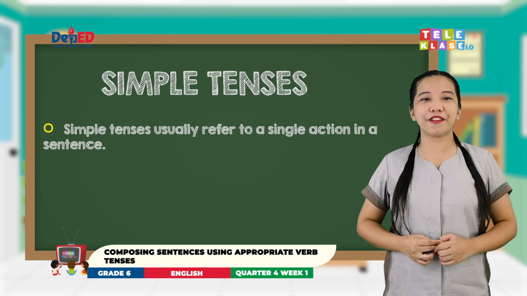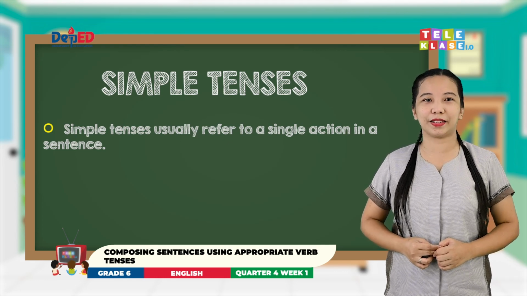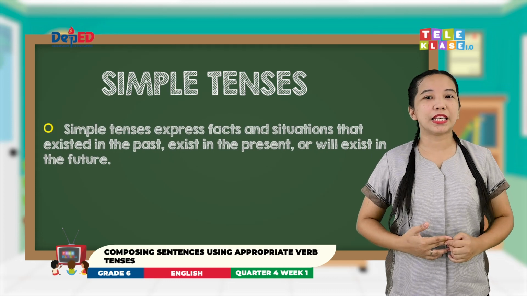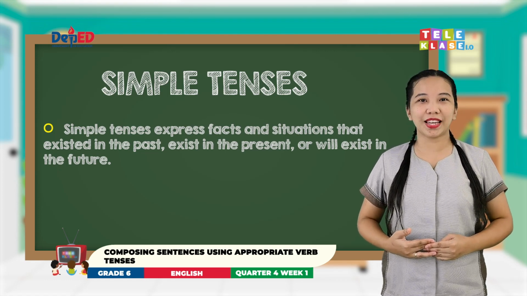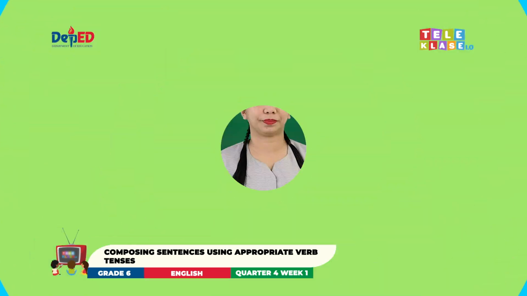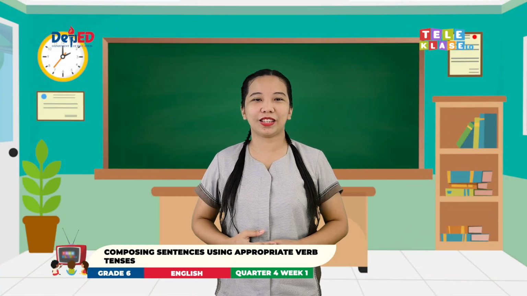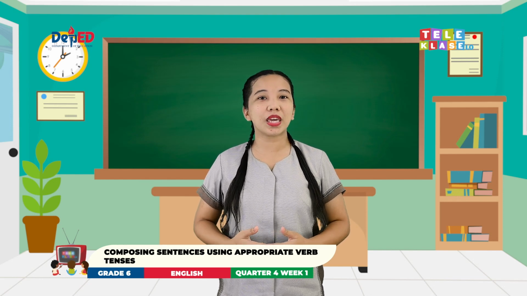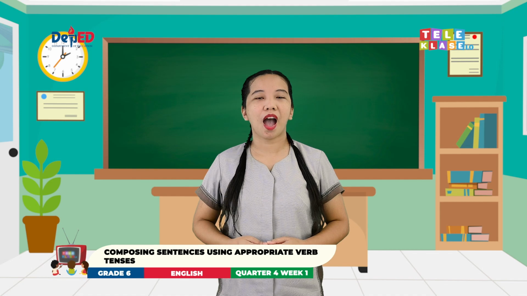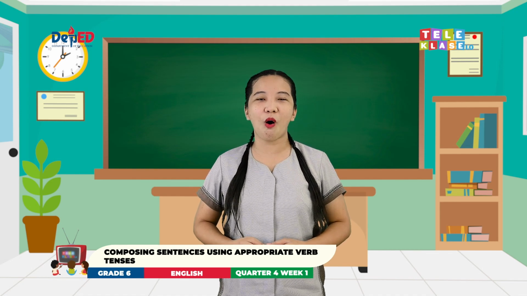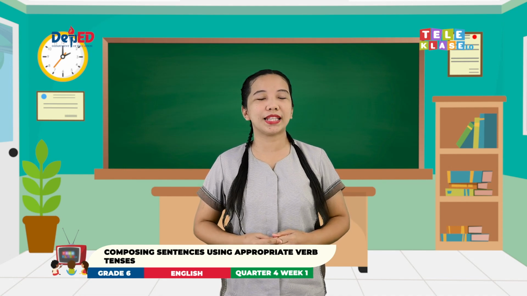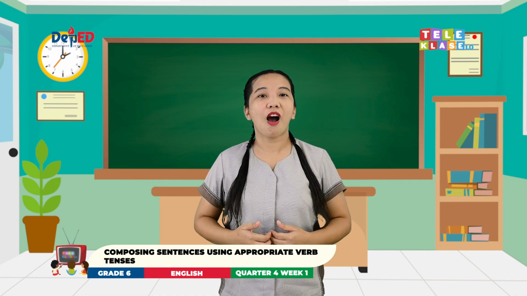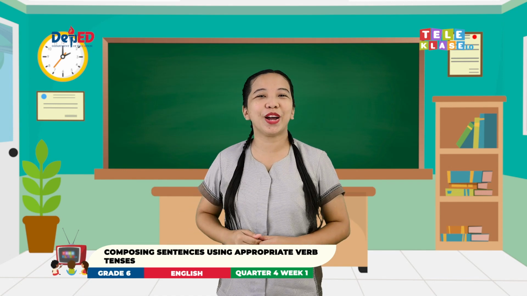Simple tenses usually refer to a single action in a sentence. In general, simple tenses express facts and situations that existed in the past, exist in the present, or will exist in the future. The past action may have happened yesterday, last week, or last month. For present, it may be now or today. Future actions may be suggested by words like tomorrow, next week, or soon. Always remember this, kids!